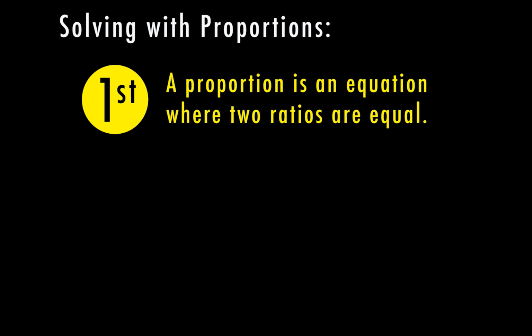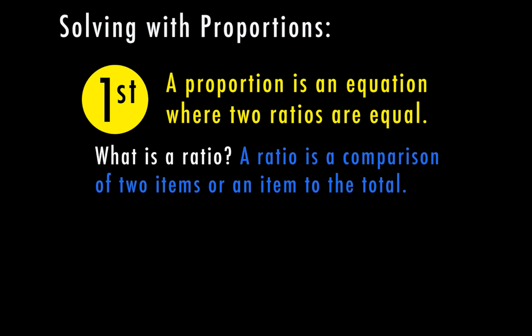So first we need to know what a proportion is. A proportion is an equation where two ratios are equal. So let's talk about a ratio in case you missed the video. What is a ratio? A ratio is a comparison of two items or an item to the total amount.